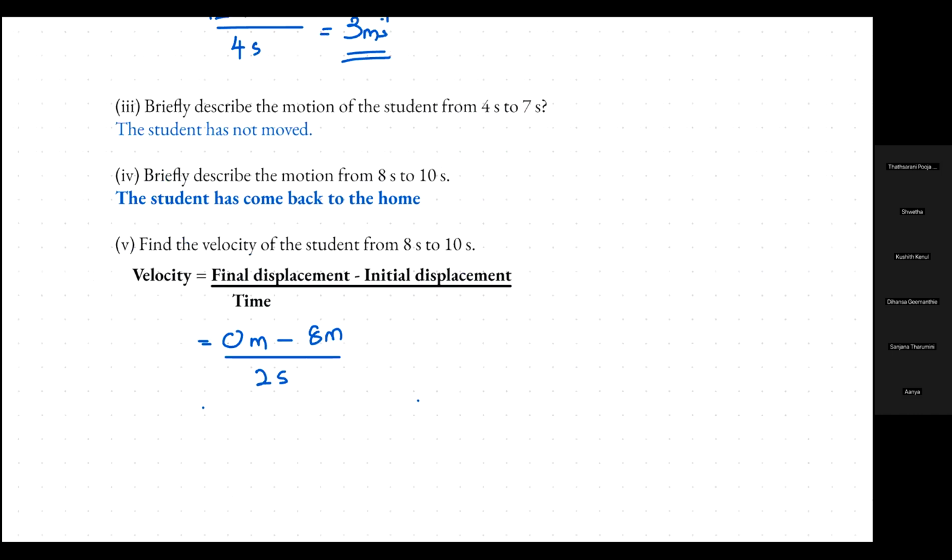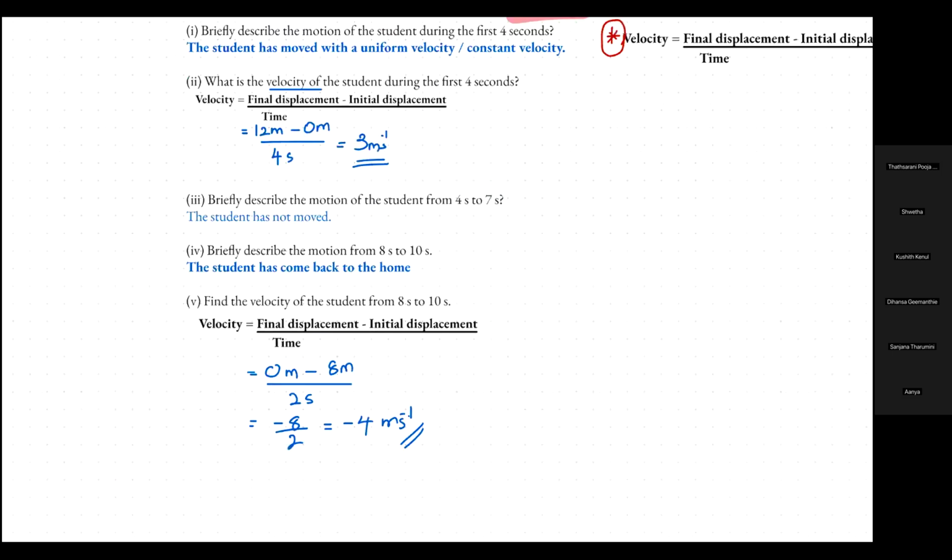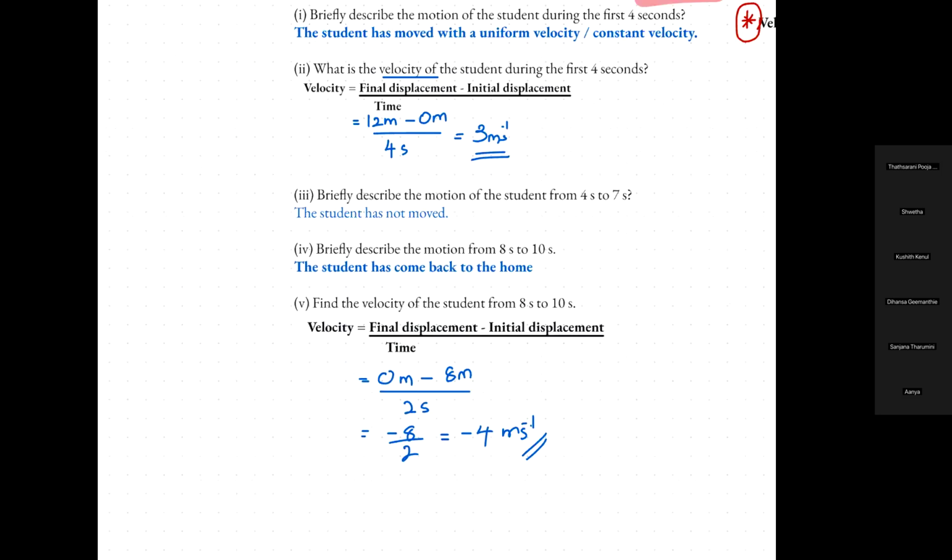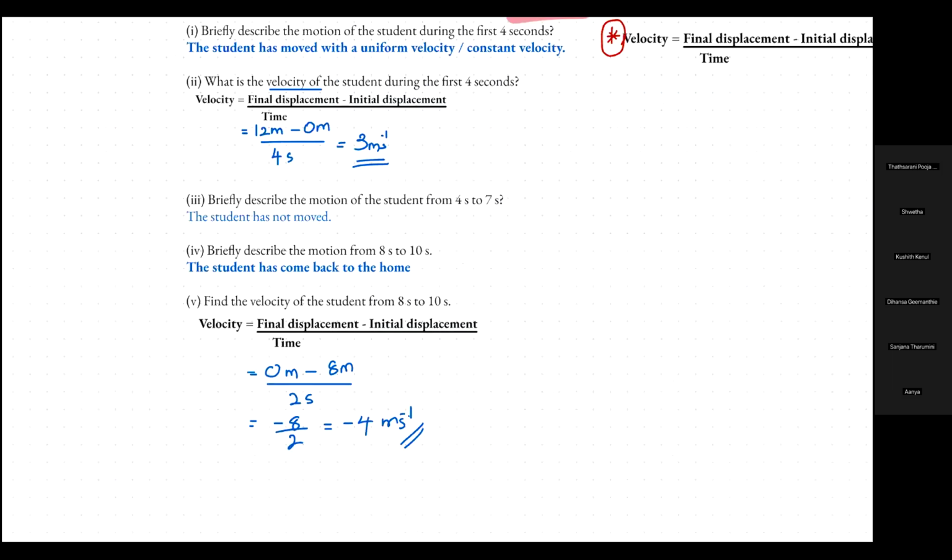0 minus 8 is minus 8, divided by 2. Minus 8 divided by 2 is minus 4 m s to the minus 1. I told you it would be minus, but is the calculation clear to you? Is the calculation clear to all of you? Can you explain again, please? Yeah, I will explain it one more time for sure.